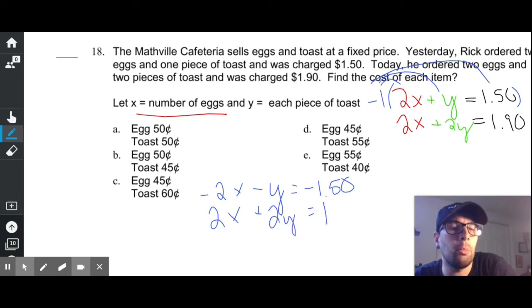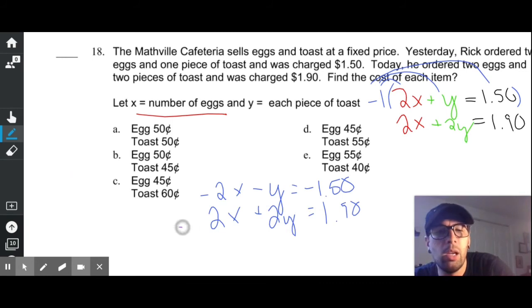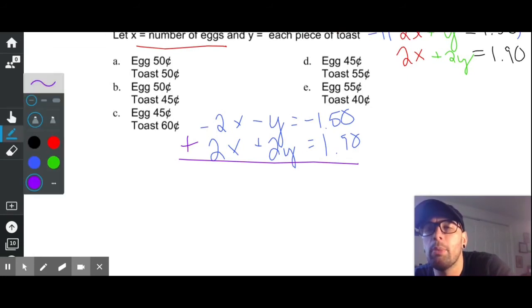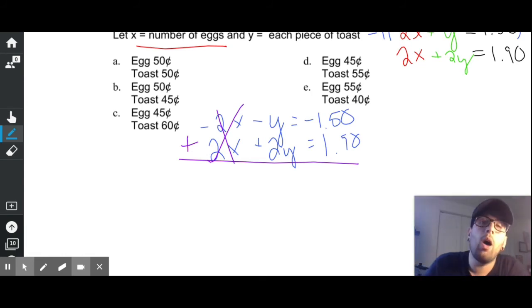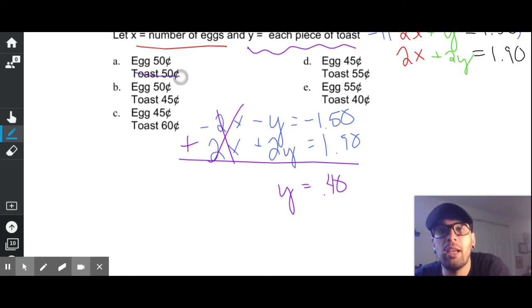And I'm sure glad I set it up this way, and you will see why in 1 second. If I add the two equations, I have negative 2x plus 2x, which cancels out. I have negative y plus 2y, which is just 1y. And negative 150 plus 190, which is just 0.40. What does that mean? Y, which is the piece of toast, is 40 cents. So toast is 40 cents.